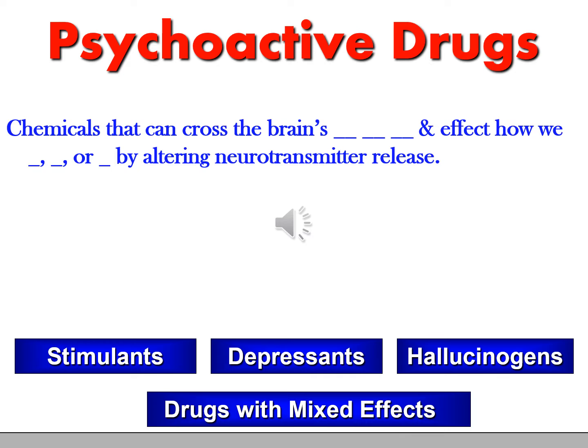Once they cross the blood-brain barrier, they can affect how we, three blanks, what do you think? Hopefully you said think, act, or feel by altering neurotransmitter release. We're going to confine our discussion to the families of stimulant drugs, depressant drugs, hallucinogenic drugs, and drugs with mixed effects.